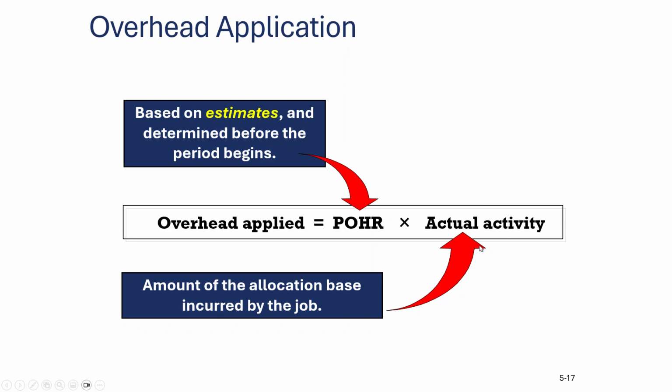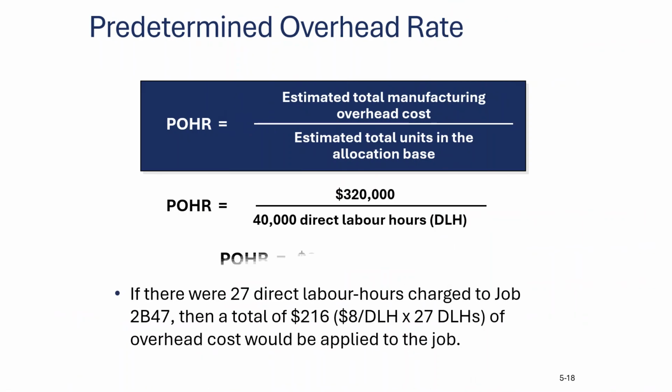Remember in the last example I said we're going to be using the direct labor hour. So we say, okay, they used 5 direct labor hours, and what was the rate that I calculated? You take that rate and multiply by the actual activity, which is the actual direct labor hours, and that is the amount that we're going to allocate to the job.